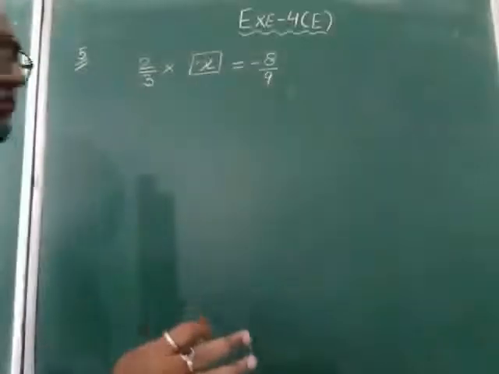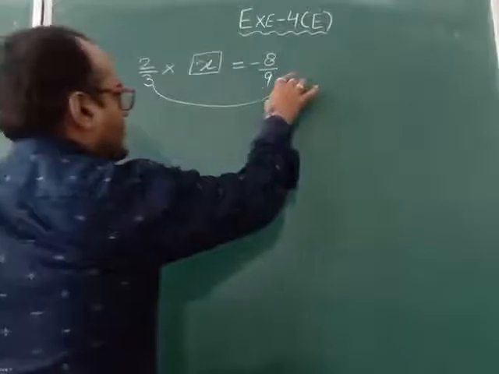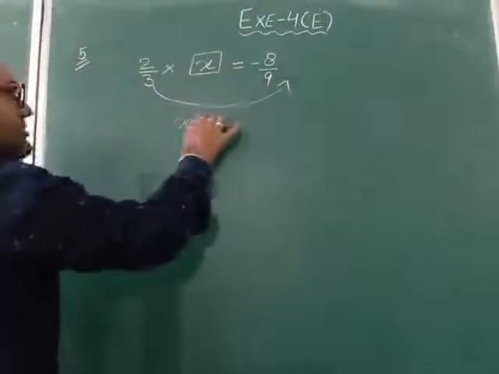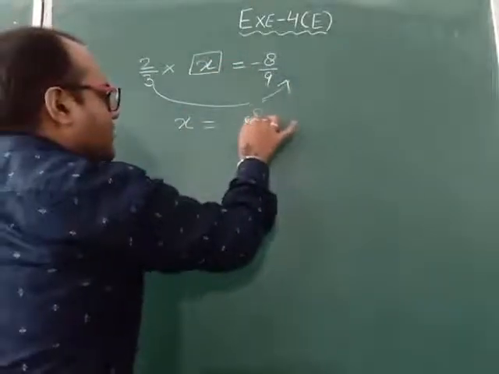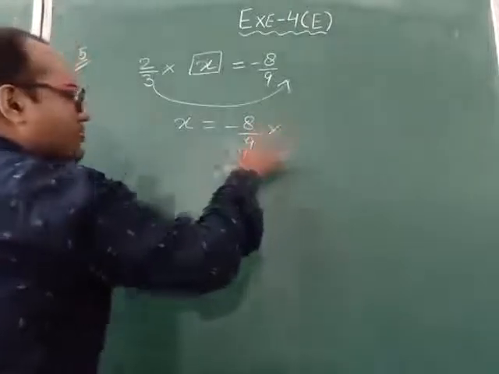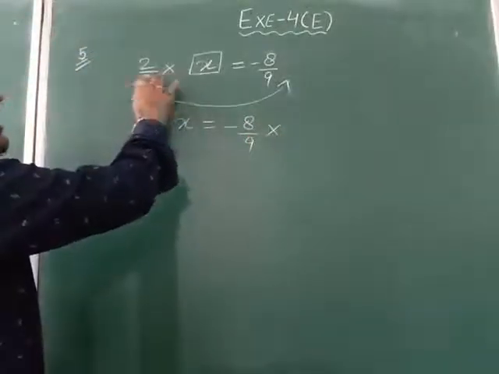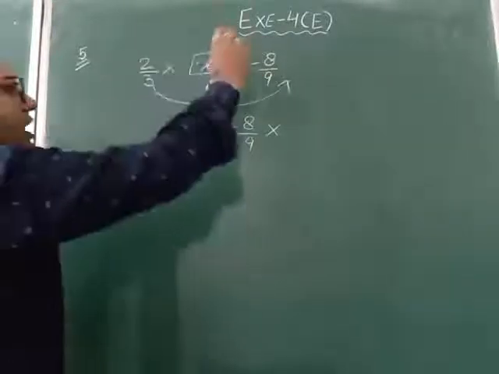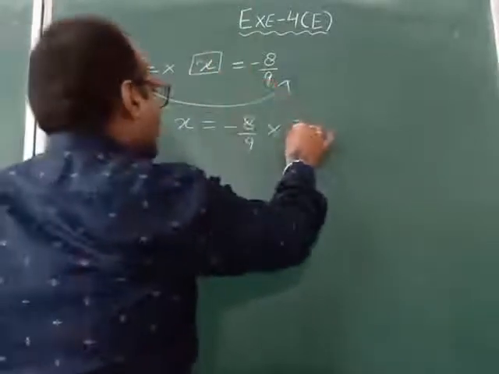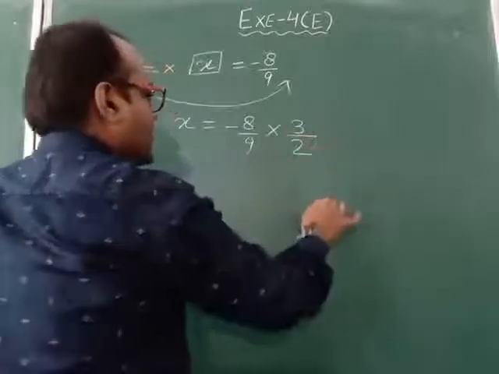So what will we do? This 2 upon 3 we will bring to the right-hand side, x will remain at its place, and minus 8 upon 9 will also remain at its place. Now we have to put the multiply sign. This left-hand number is in multiplication here. When we shift it to the right-hand side, we have to take the reciprocal. In place of 2 upon 3, we will write 3 upon 2.